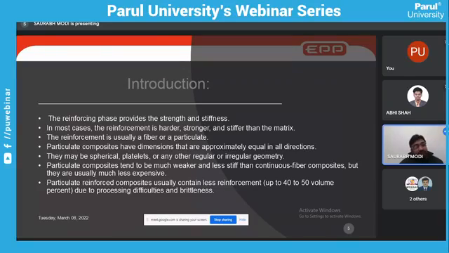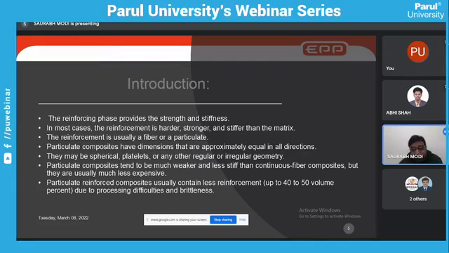So particulate composites have dimensions that are equal in all directions. This is because we not only need to improve the properties, but also the directional properties as well. We have higher strength in some direction, higher impact strength in some direction. So that's why we use fiber.